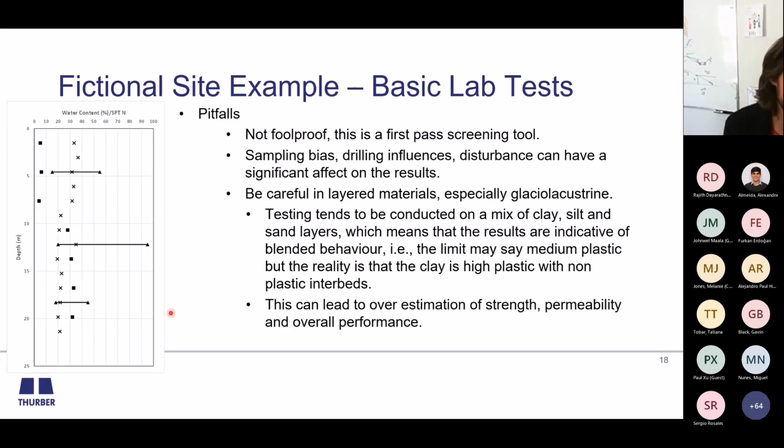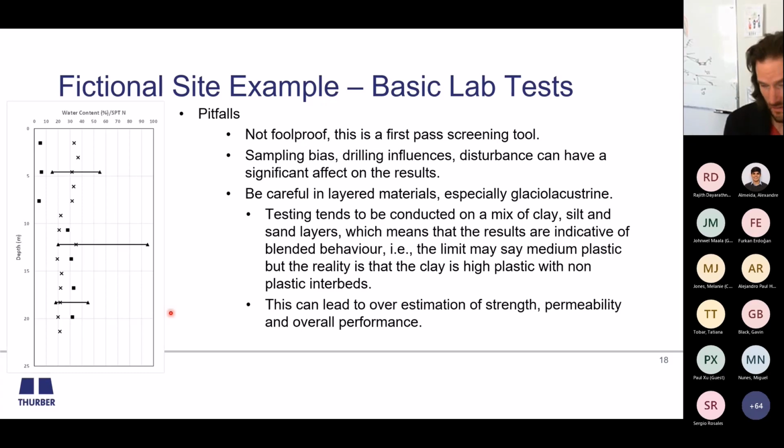So like anything simple, it's not foolproof. It's really just a first screening test, and it might be sufficient for relatively simple sites or small jobs. There's a sampling bias, drilling influences, disturbance can affect the results. And we need to be really careful in layered materials, especially glacial lacustrine.